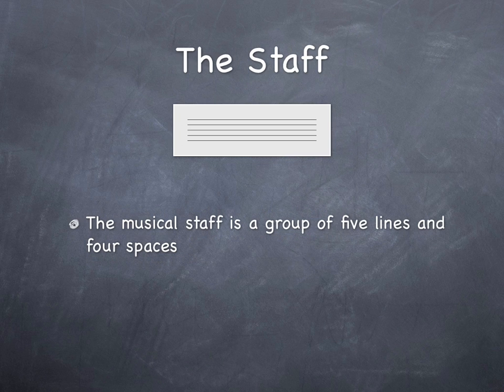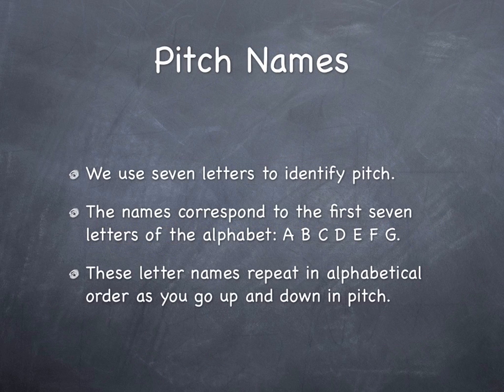Alright, so the first thing we're going to look at is the music staff. Now, the music staff is a set of 5 lines and 4 spaces, and each of them represent a different musical pitch, and we use 7 letter names to identify pitch. They correspond to the first 7 letters of the alphabet, and they are A, B, C, D, E, F, and G. Every other note is shown by using an alteration, which we'll look at in a future lesson.